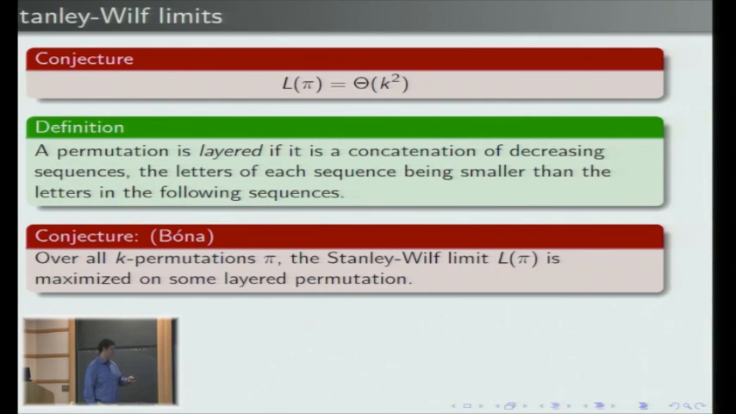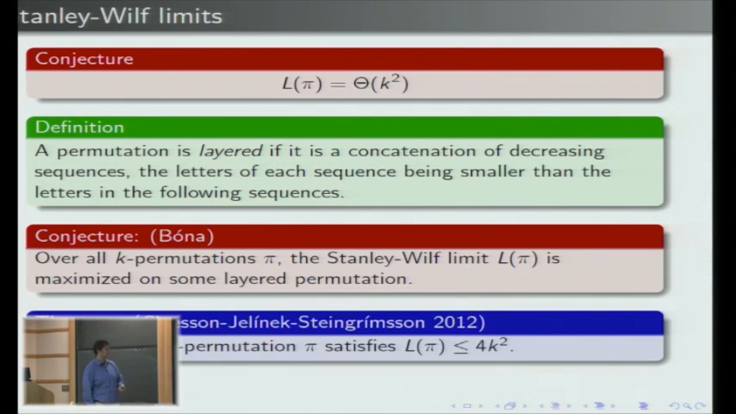In fact, in combinatorics, they often make these huge tables with computers to compute exact values. And then from these huge tables, you can check conjectures or make new conjectures based on patterns that you see in these tables. And this conjecture was backed by a lot of numerical evidence coming from these tables. And with more evidence for the original conjecture, it was proved last year that every layered k-permutation satisfies that the Stanley-Wilf limit is at most quadratic in k.